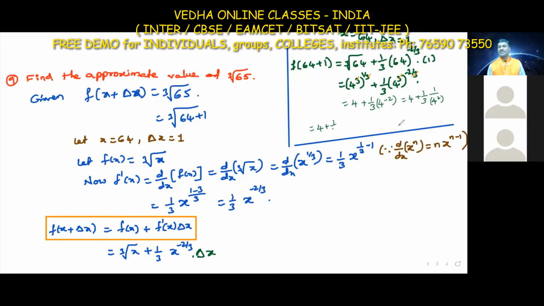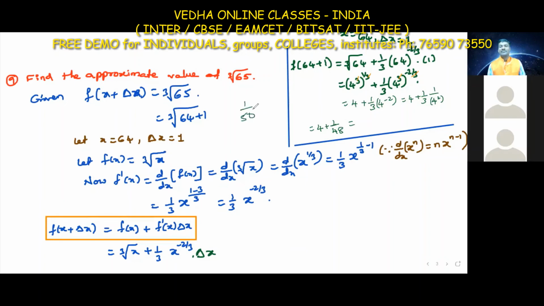Now this is equal to 4 plus 1 by 3 into 16. 16 into 3, how much is it? 3 sixes are 18, 3 ones are 3, that is 48. Okay, so here we are finding the approximate value, right? That's why it is approximately 1 by 50.